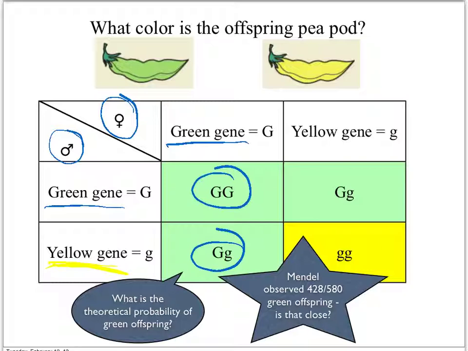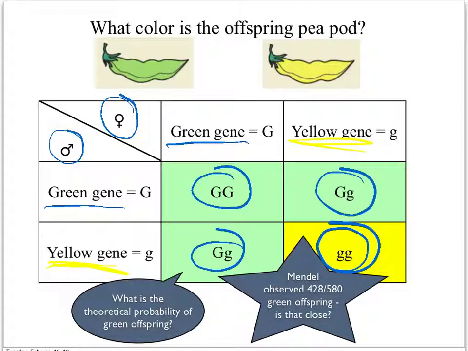If you get a yellow gene from your mother, right here, and a green gene from your father, then you will have a green pea pod again because green is dominant. And then finally, if you get a yellow from both your mom and your dad, then you will be a yellow pea pod because both of your genes are yellow genes.